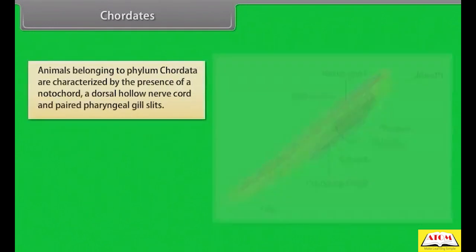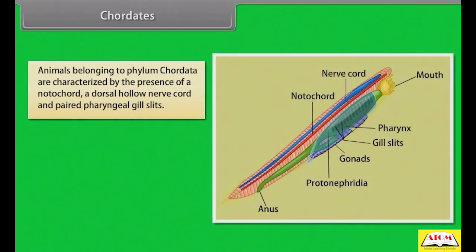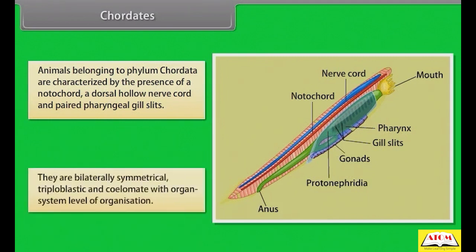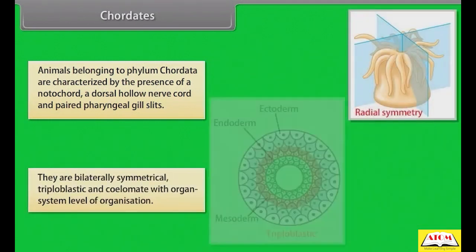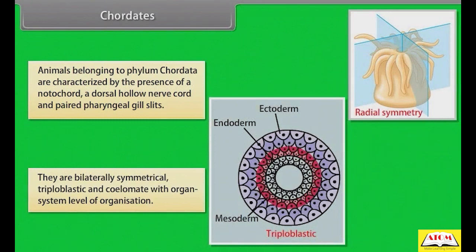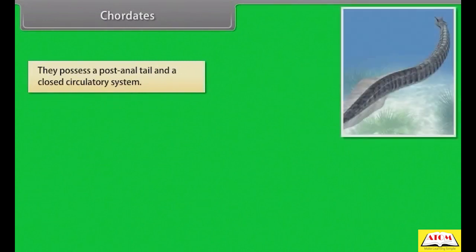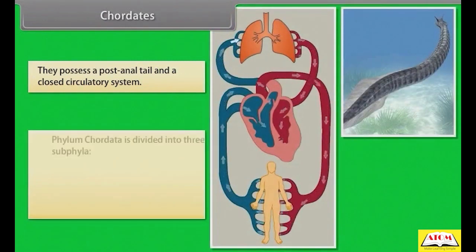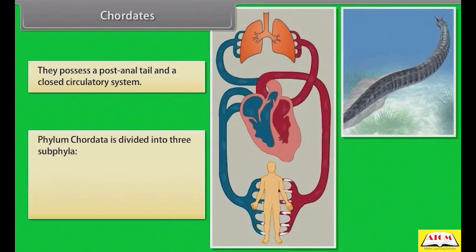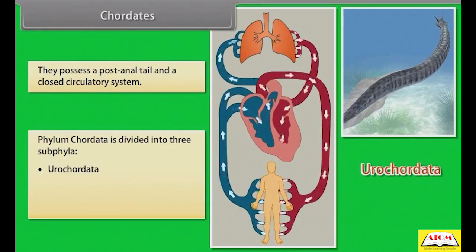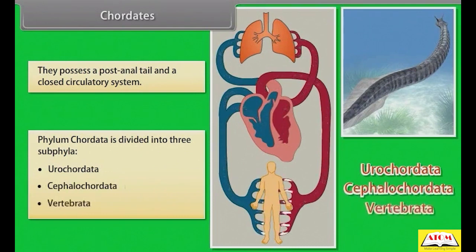Chordates. Animals belonging to phylum Chordata are characterized by the presence of a notochord, a dorsal hollow nerve cord, and paired pharyngeal gill slits. They are bilaterally symmetrical, triploblastic and coelomate with organ system level of organization. They possess a post-anal tail and a closed circulatory system. Phylum Chordata is divided into three subphyla: Urochordata, Cephalochordata, Vertebrata.